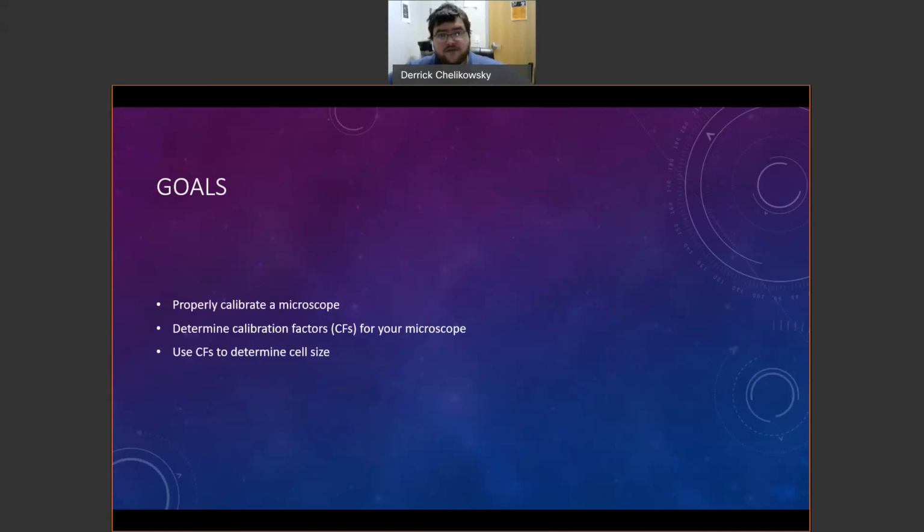The goal of this slideshow is to properly calibrate your microscope, to determine the calibration factors of your microscope, which are the CFs, and to use the calibration factors to determine cell size. You do have results on OneDrive. I would, if I were you, keep those nearby. They might help you in seeing what it actually would look like in a practical sense. I do have some pictures in the slideshow that we'll take a look at, but they're not exactly what you have.